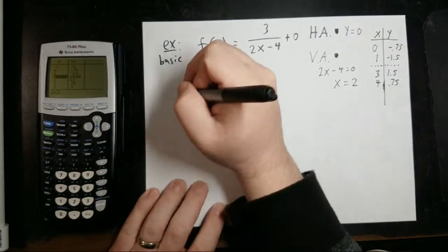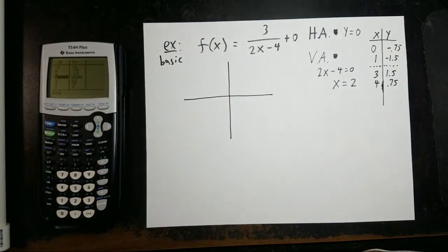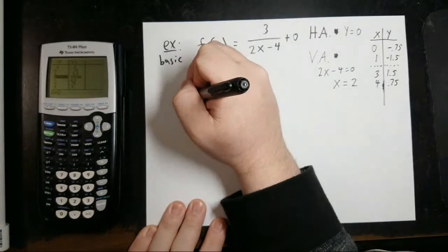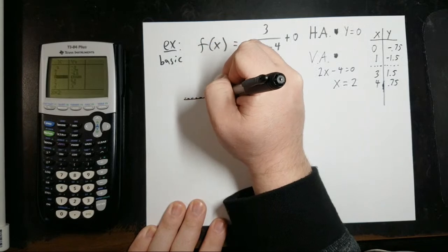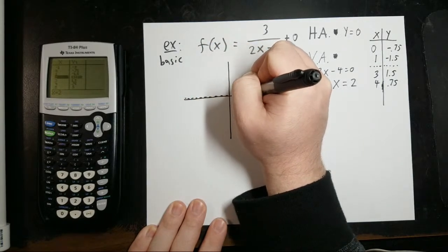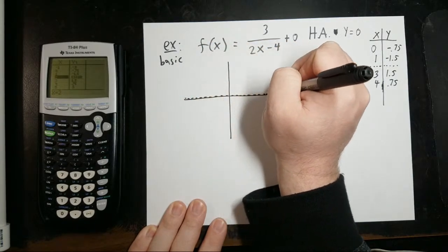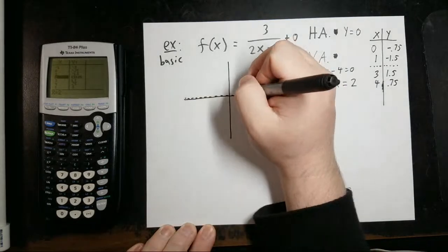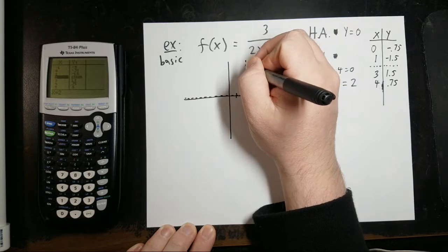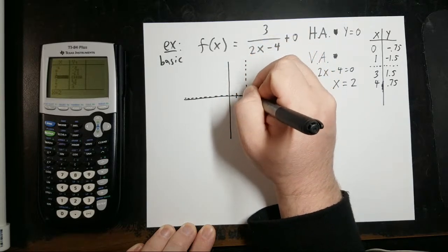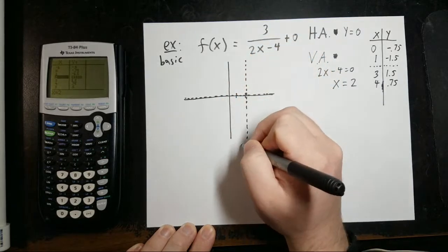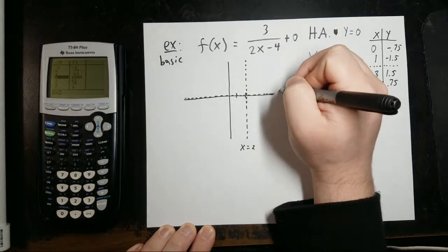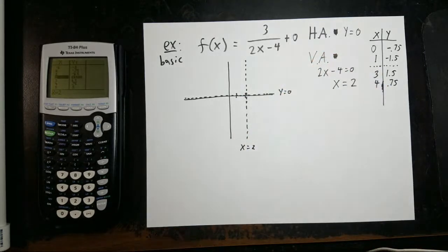Again, put in your asymptote. Since the horizontal asymptote is right on top of that axis, you can just embellish it like that. But my vertical asymptote is at x equals 2. There we go. You could do something like that.